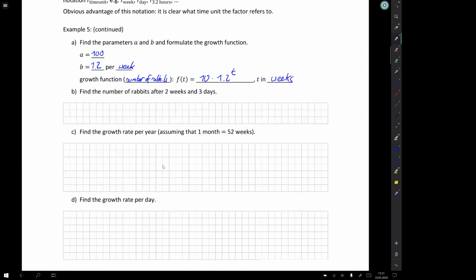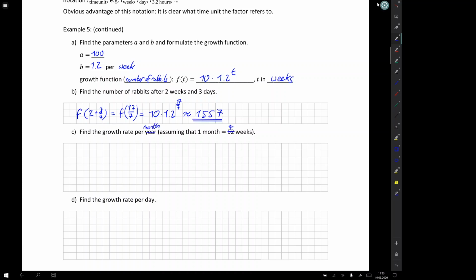Your turn, try to find the number of rabbits after 2 weeks and 3 days. Stop the film, and here comes the solution. We want to know f of t, and t is 2 weeks and 3 days, which means it's 2 plus 3 divided by 7. That's 17 sevenths in total. So we want to know f of 17 sevenths, and now we can insert that. We get 100 times 1.2 to the power of 17 divided by 7, and using our calculator, we get approximately 155.7 rabbits.